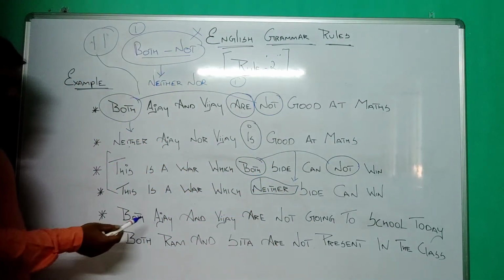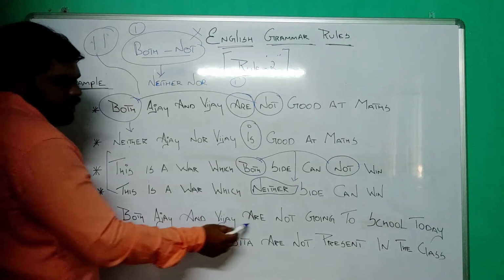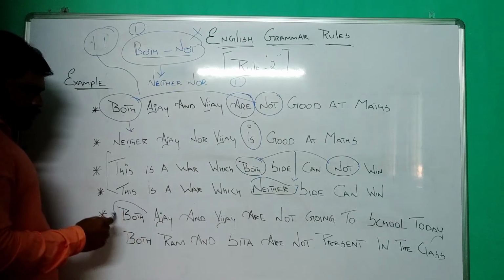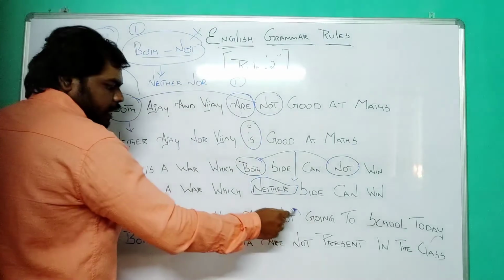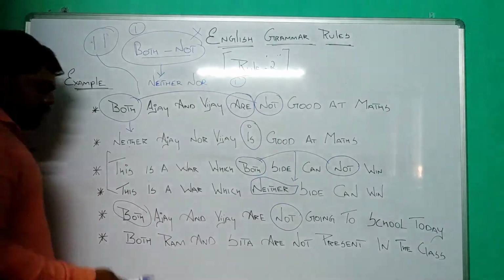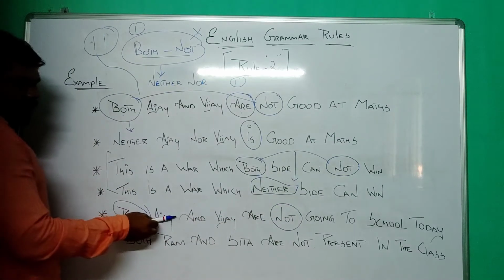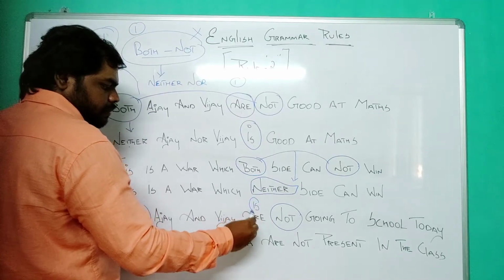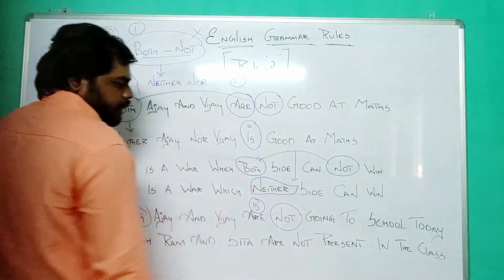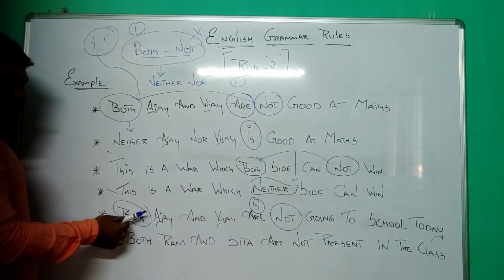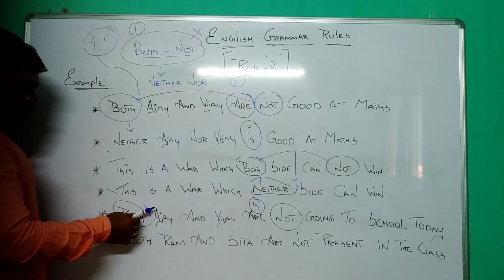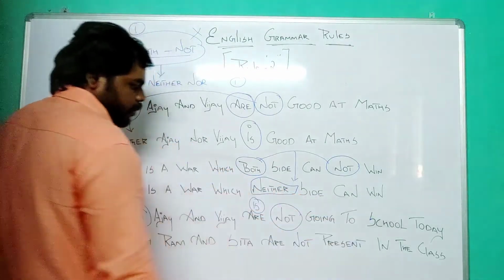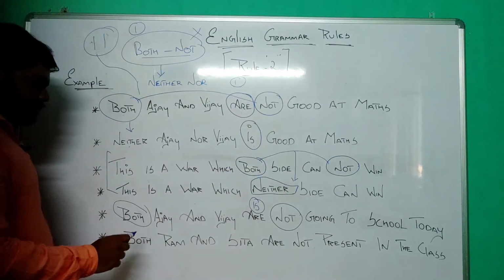So the next sentence is, both Ajay and Vijay are not going to school today. And again we see both and not. So this should be replaced as, neither Ajay nor Vijay is going to school today. Now you read the sentence with neither nor. Neither Ajay nor Vijay is going to school today. So that will be the right sentence.